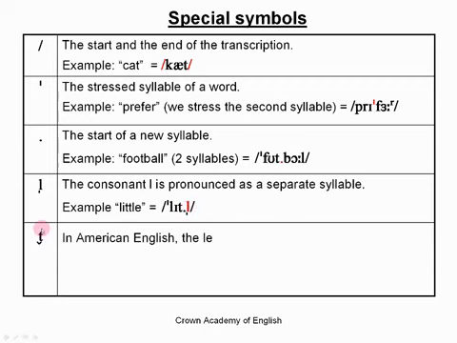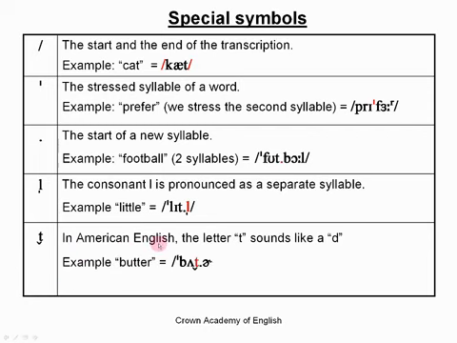And this symbol is only used in American English, okay? And it shows that the letter T in American English sometimes sounds like a letter D. So Americans, in British English, we pronounce this butter, but some Americans pronounce it butter. Okay? So this is just for American English.